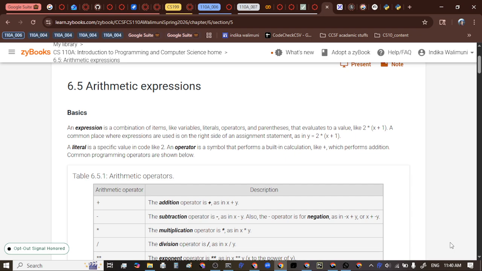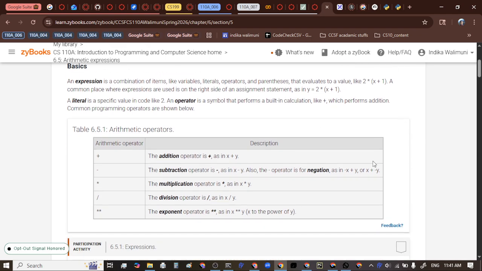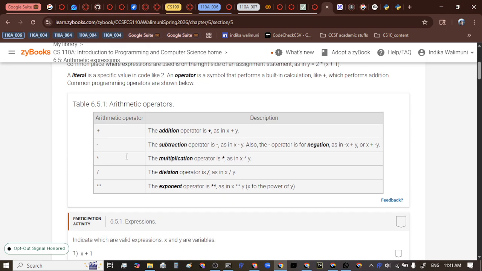All right. Arithmetic expressions. We have been using this already, so we are revisiting it. There are a bunch of arithmetic operators: plus, subtraction, multiplication, division, and then the power. There's one more we're going to learn later, the modulo one, the remainder operator.